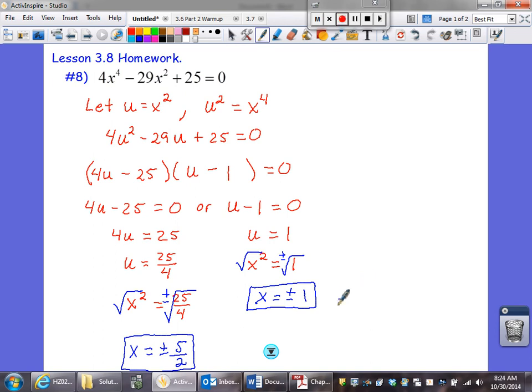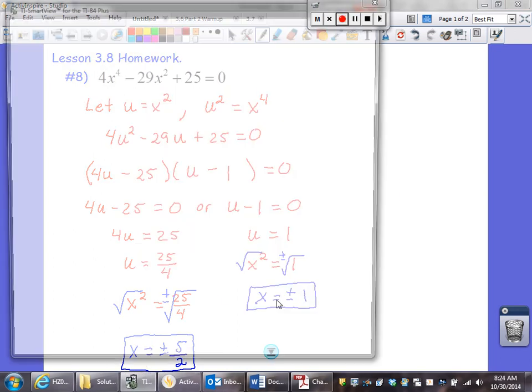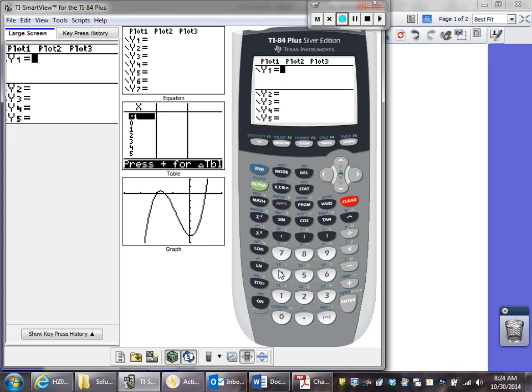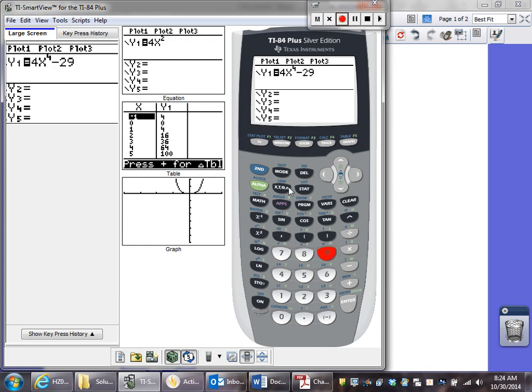In the book, it also says that you are supposed to be checking this with the graphing calculator. So what I'm going to do is start up my graphing calculator, go to the y equals screen, clear out whatever's in there, and type in 4x to the second power minus 25x squared. I'm sorry, 4x to the fourth power. Let me back that up for a second. 4x to the fourth power, and then minus 29x squared. And then we also have plus 25.